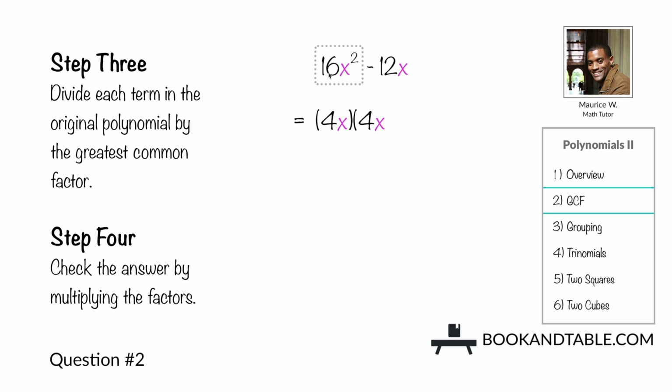When we do so, we get 16 divided by 4, which is 4. X squared divided by x is equal to x. 2 minus 1 would be x to the first. And now we divide the second term, negative 12x, by 4x, giving us negative 12 divided by 4, which is negative 3. X divided by x is equal to 1. 1 times negative 3 is negative 3. So when we factor 16x squared minus 12x, we wind up with 4x times 4x minus 3.